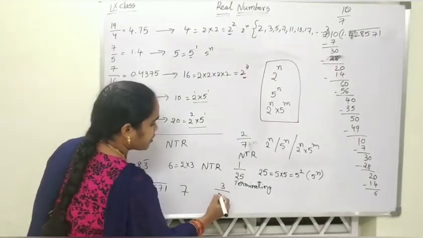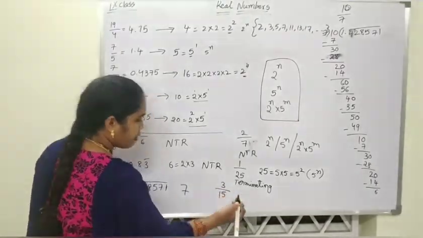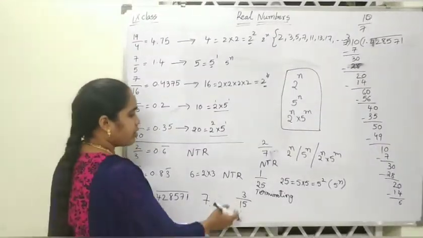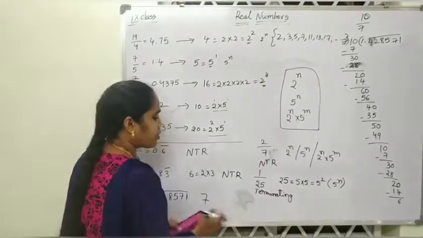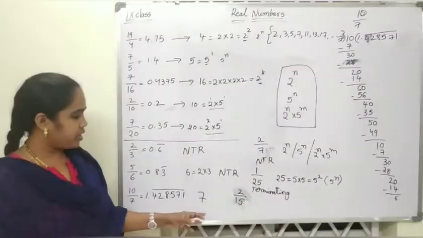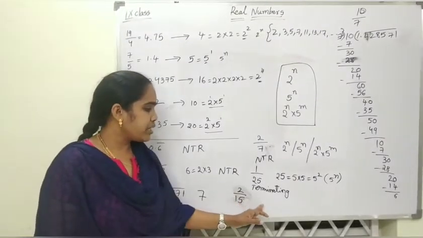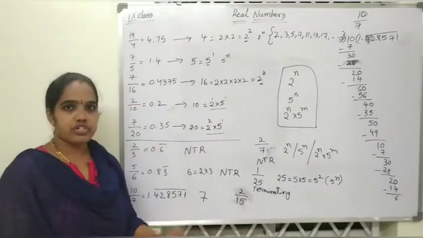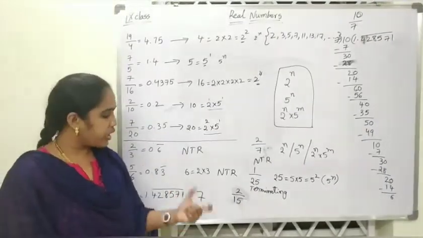3 by 15. So here cancellation is there. So not this. Okay, 2 by 15. Is the question whether it is terminating or non-terminating recurring? Which type of decimal is this? What I told you.